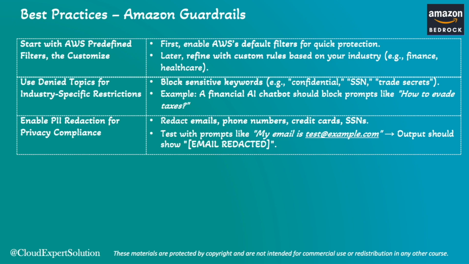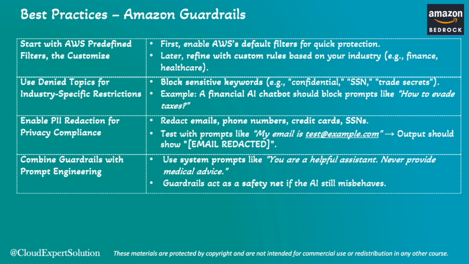Moving to the third best practice, you can enable PII redaction for privacy compliance. Why should you do that? Because there are multiple regulatory compliances like GDPR, HIPAA, CCPA that require masking personally identifiable information or PII data. And here the best practice is you should redact email, phone numbers, credit card numbers, SSN numbers, passport numbers, or any PII data that your user may use.